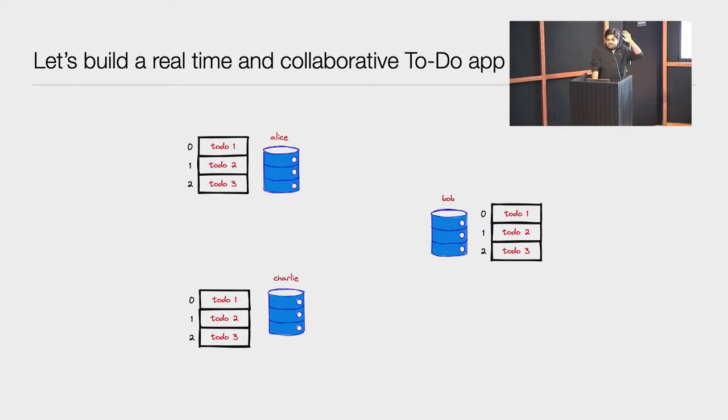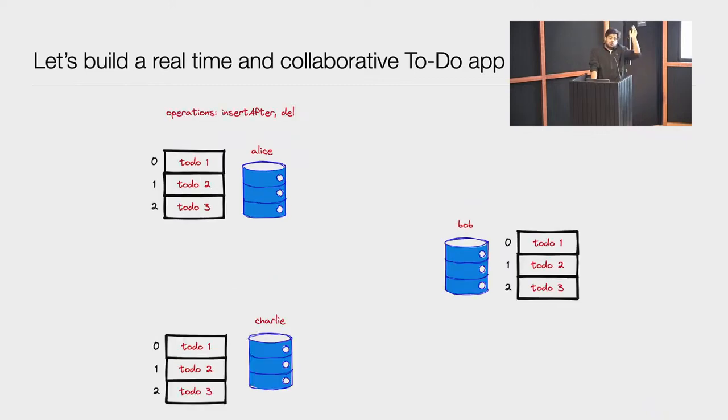So now, what does it take to build a collaborative to-do application? So let's consider three agents. All the three agents have an array of three items, three to-dos. Say Alice makes a change, and by the way, we will only consider two operations here. So we only consider that you can insert after an index and you can delete an element at a specific index, to just keep things very simple, right?